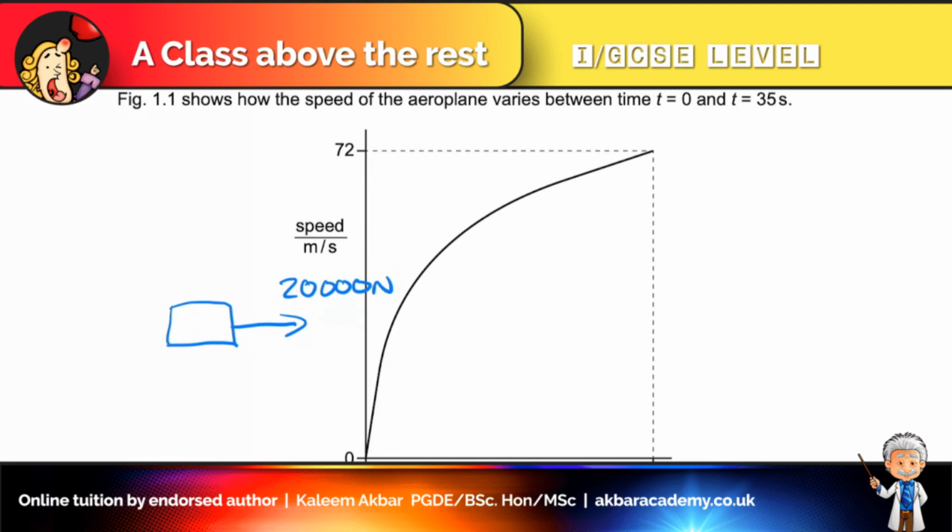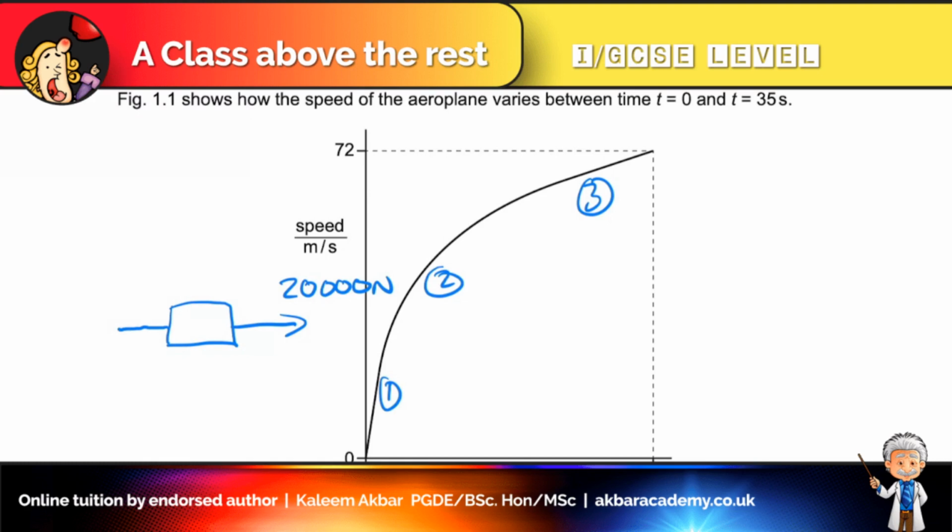Well, for the acceleration to become less, because remember here, the gradient, let's call it number one, is bigger. Let's call this number three, and this is number two. The gradient at one is bigger than number three. In other words, the acceleration is bigger at one than three. Well, why would that happen? That would only happen if the backward force is getting bigger and bigger. Remember, they told us that the thrust force from the engine is staying the same.